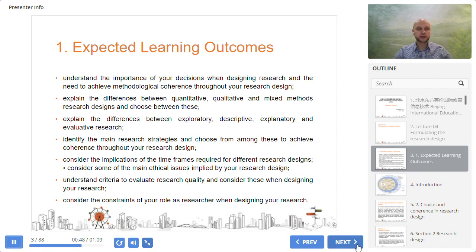To consider some of the main ethical issues implied by your research design. To understand criteria to evaluate research quality and consider these when designing your research. And the final one, to consider the constraints of your role as researcher when designing your research.